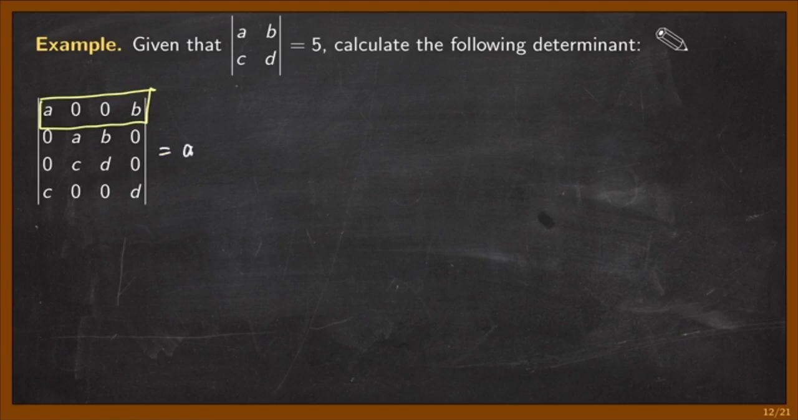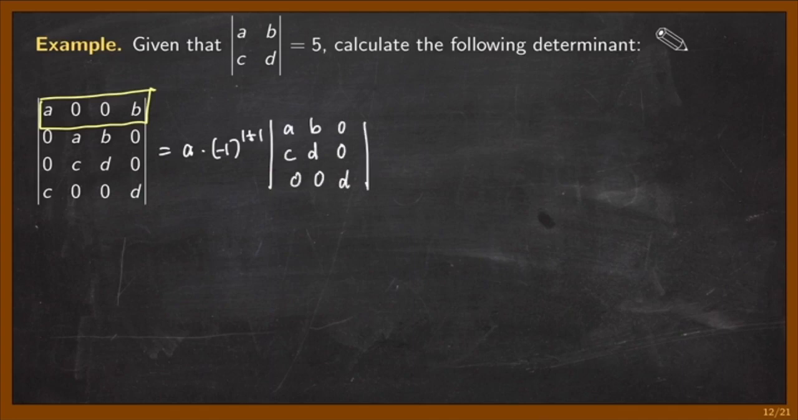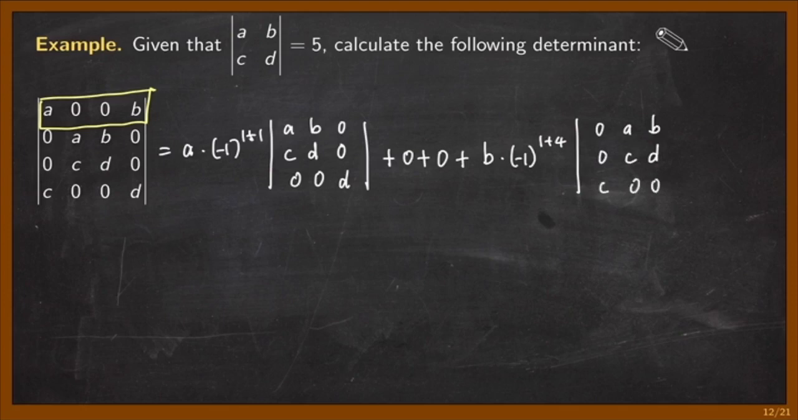The first term being A times negative 1 raised to 1 plus 1, because that's in the 1, 1 position. Eliminate the first row and the first column, you get A, B, 0, C, D, 0, 0, 0, D. I get it from deleting this. Plus 0 plus 0, I don't need to write that, plus B times negative 1 raised to 1 plus 4, because B is in the 1, 4 position, times the determinant of, eliminate this and that, you get 0, A, B, 0, C, D, C, 0, 0.